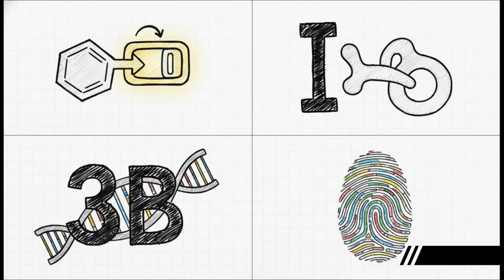Okay, let's lock this information in with some easy memory tricks. First, for the Lac Operon, just remember, it's on only when lactose is around. See? Simple. Next, for the inducer, think the inducer inactivates the repressor. The two I's go together. For the Human Genome Project, remember the 3 B's, 3 billion base pairs. And for DNA fingerprinting, just remember what the letters stand for. Variable number tandem repeats. Seriously, pause and write these down. They'll save you in the exam.